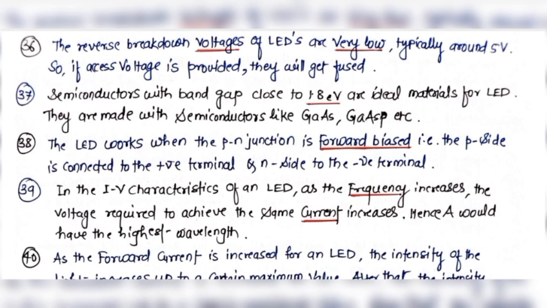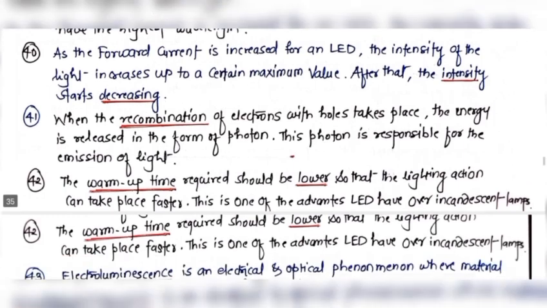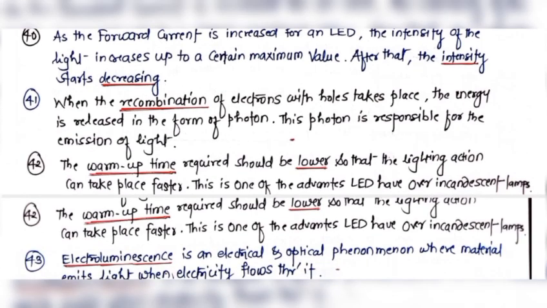An LED works when the PN junction is forward biased, that is, the P side is connected to the positive terminal and the N type is connected to the negative terminal. In the current voltage characteristics of an LED, as the frequency increases, the voltage required to achieve the same current increases. Hence, it would have the highest wavelength. As the forward current is increased for an LED, the intensity of the light increases up to a certain maximum value. After that, the intensity starts decreasing.